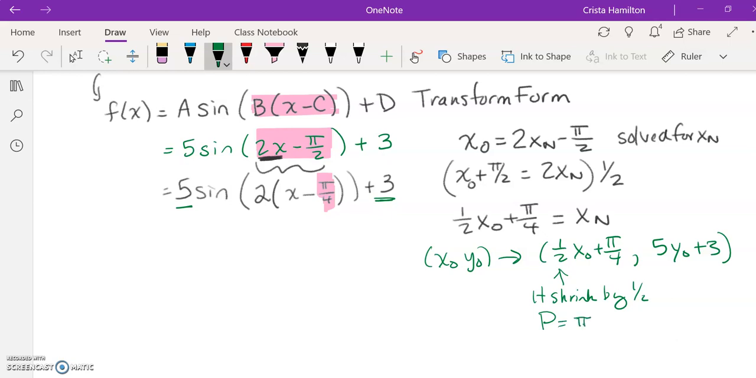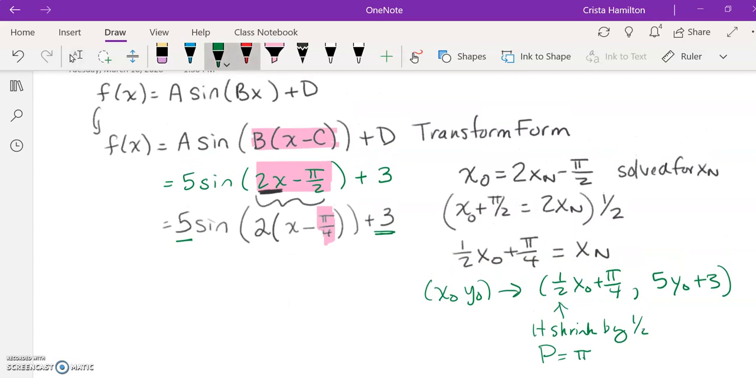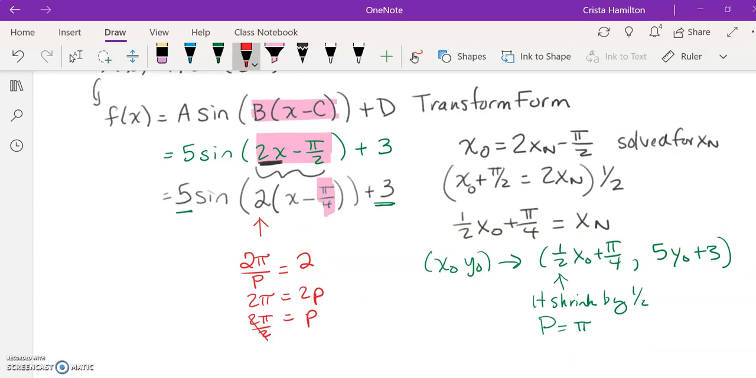Now, remember what we did in the last video with that b value: that b value was actually equal to 2 pi divided by the period, which would equal 2. So that means that 2 pi equals 2 times the period, or the period equals 2 pi over 2, which is going to equal pi.